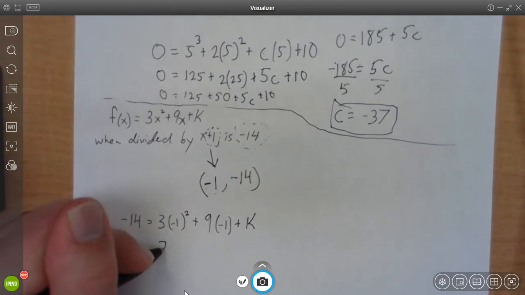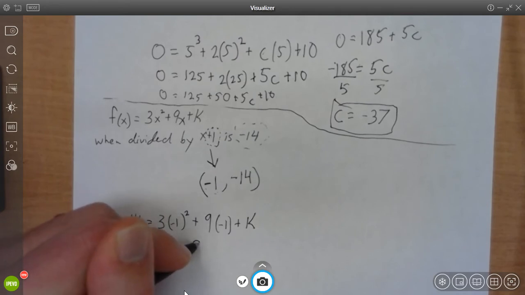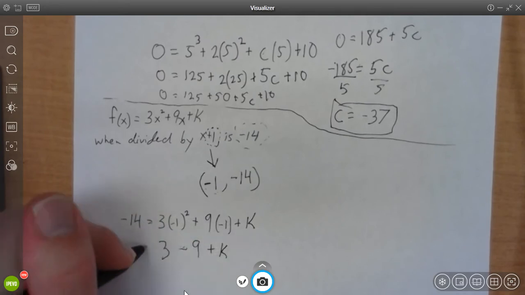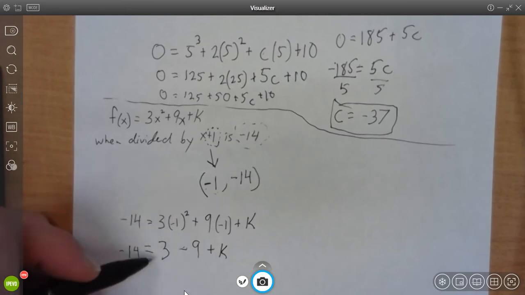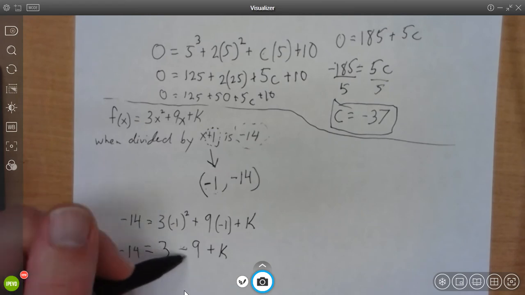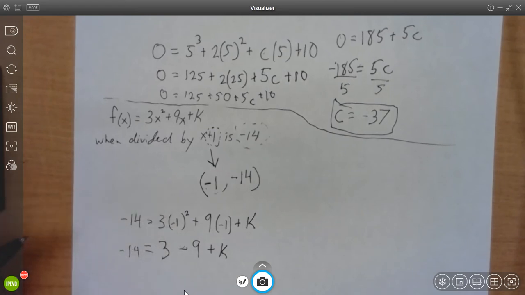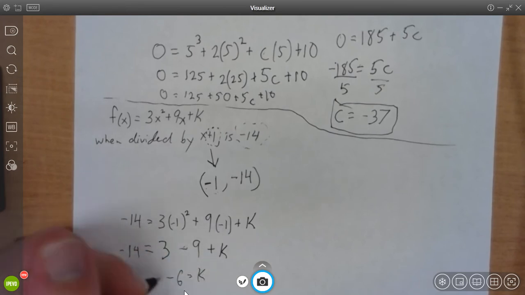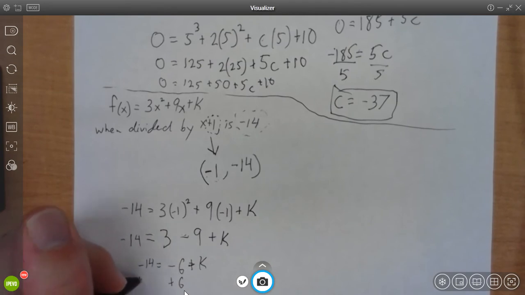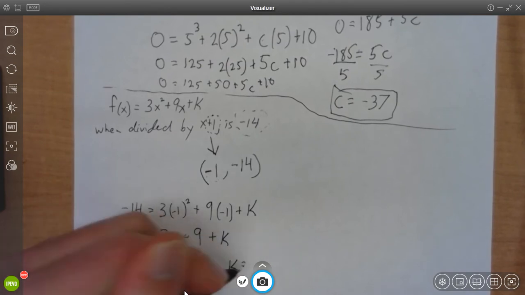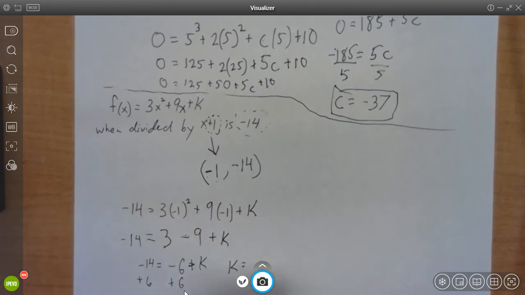Order of operations. Negative 1 squared is 1, times 3 is 3, and then that turns into a negative 9. So combining those like terms, we see that we need to add 6 to each side. And then finally we get a k value of negative 8.